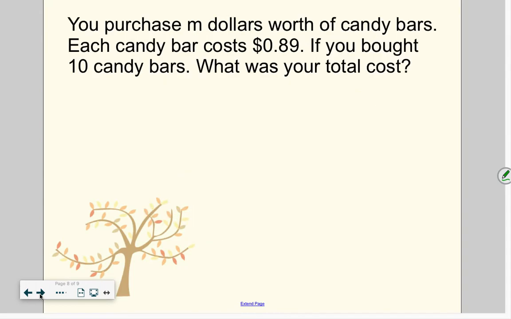Okay, and the story problem. You buy M dollars worth of candy bars. Each candy bar costs 89 cents. If you bought 10 candy bars, what was your total cost? Well, if I bought M dollars worth of candy bars, how much did each candy bar cost? 89 cents. So your total price divided by 89 cents got you a total of 10 candy bars.